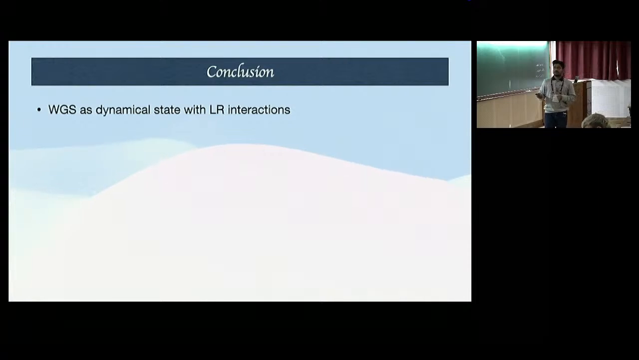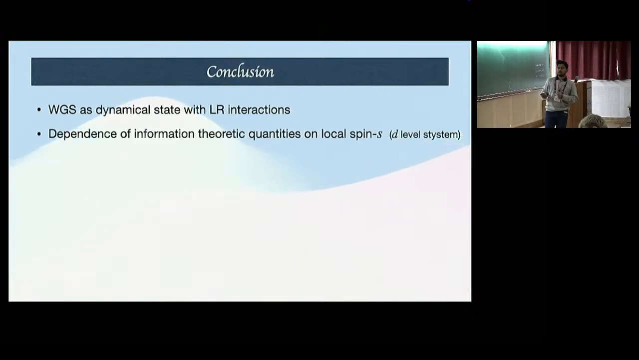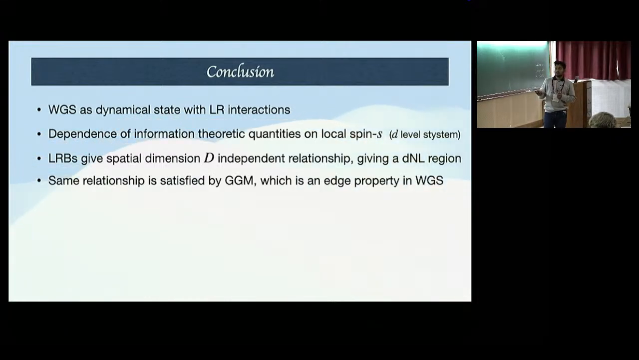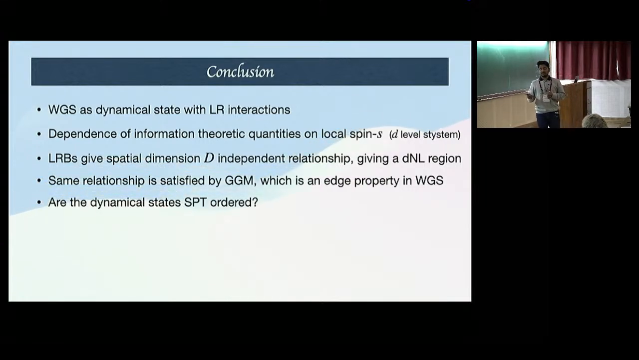So to conclude, we represented weighted graph states as a dynamical state of long range interactions. We found dependence of information theoretic quantities on local spin S of the system, and the Lieb-Robinson bound gives a spatial dimension D independent relationship, giving a dynamical non-local region. The same relationship is satisfied by the multiparty entanglement, which is an H property in WGS. And the lingering question is, are these dynamical states symmetry protected topological order in the long range sense?